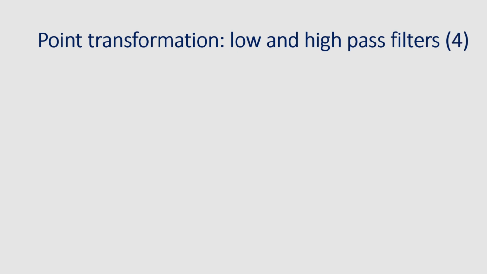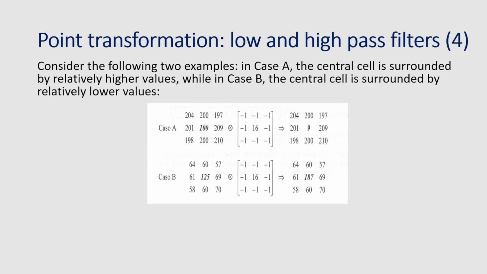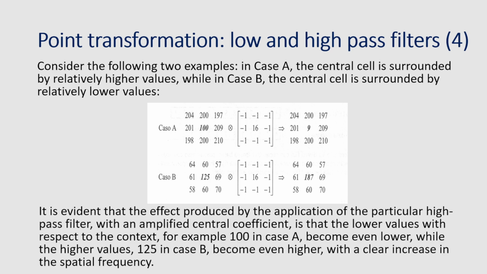Point transformation, low and high-pass filters. 4. Consider the following two examples. In case A, the central cell is surrounded by relatively higher values, while in case B, the central cell is surrounded by relatively lower values. It is evident that the effect produced by the application of the particular high-pass filter, with an amplified central coefficient, is that the lower values with respect to the context, for example 100 in case A, become even lower, while the higher values, 125 in case B, become even higher, with a clear increase in the spatial frequency.